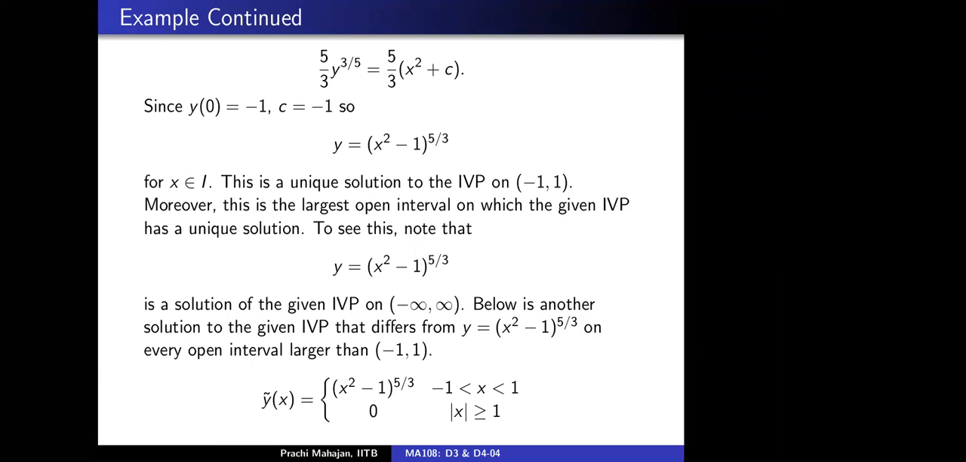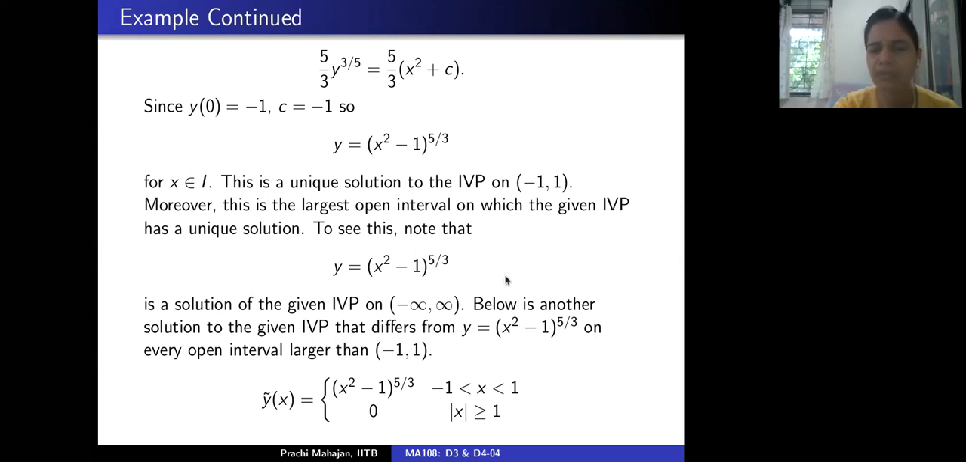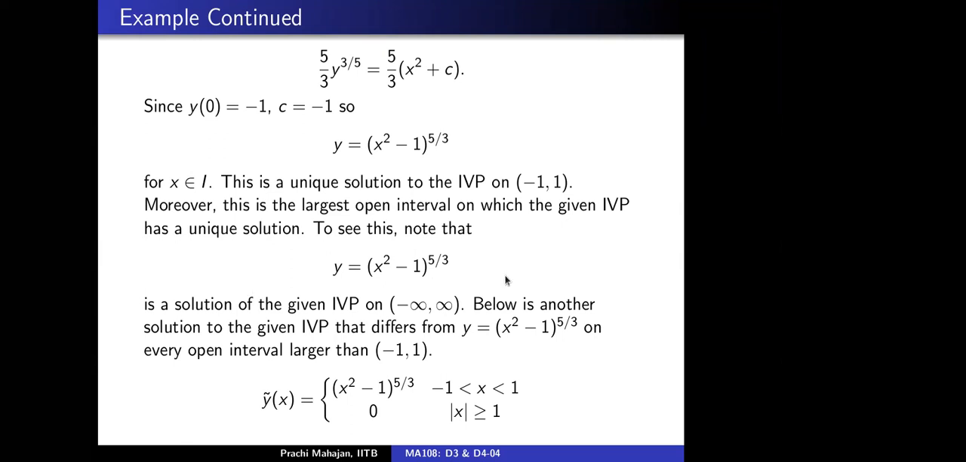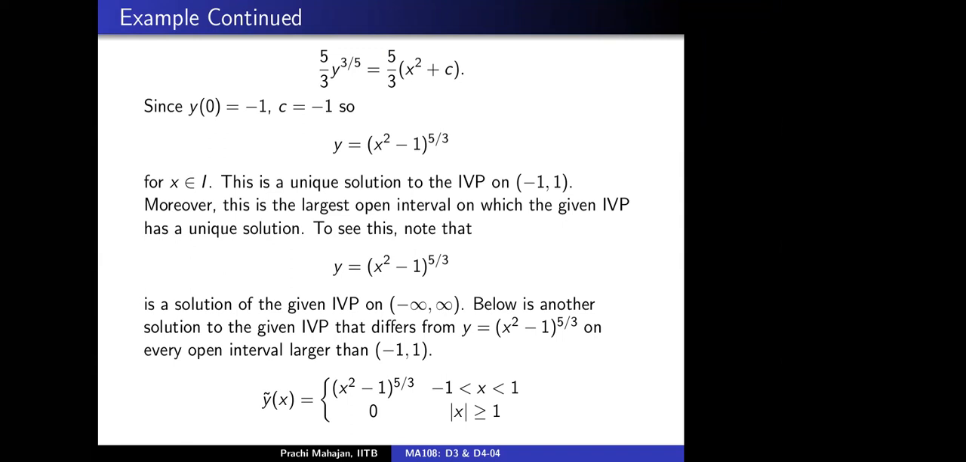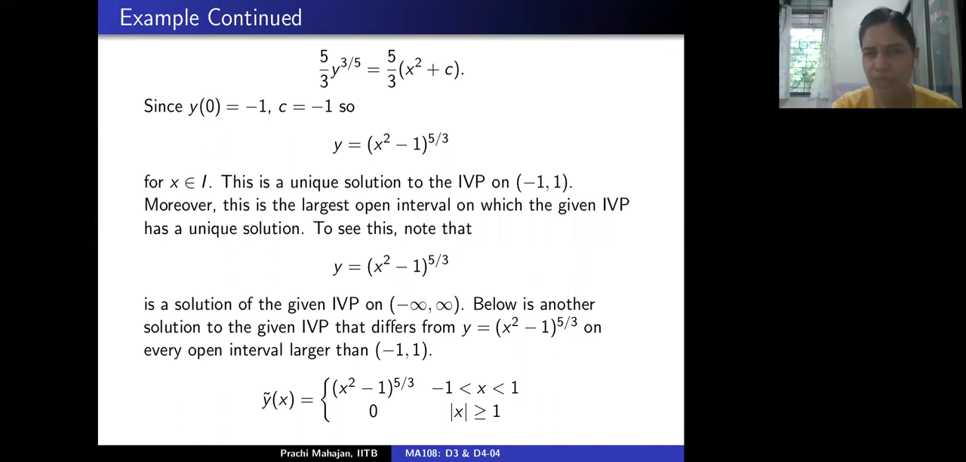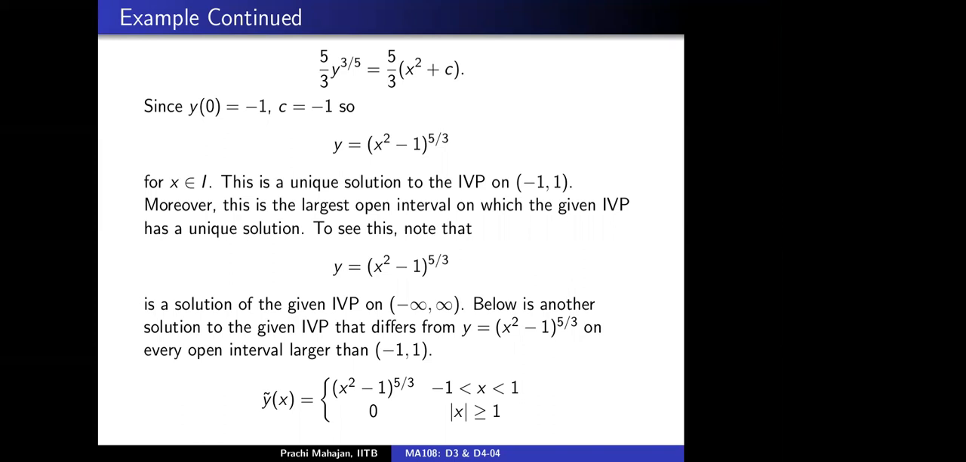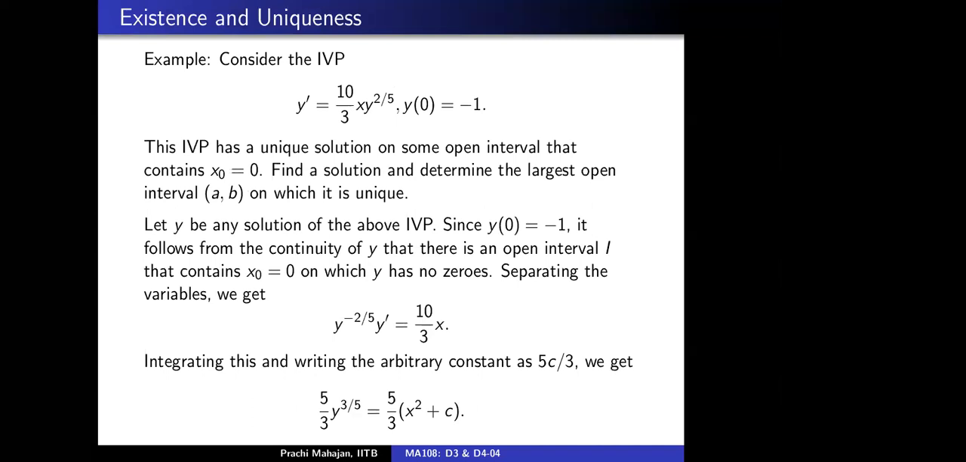Yes. Ma'am, but here we can take this point. This point is coming in the solution curve because y prime also goes to 0 at that point. Say that again. What happens to y prime? Ma'am, I'm saying that this solution curve satisfies the points 1, 0 and minus 1, 0 because y prime also goes to 0 at those points. I don't see how y prime plays a role here. In the original differential equation, y prime equals 10 by 3 xy to the power of 2 by 5.